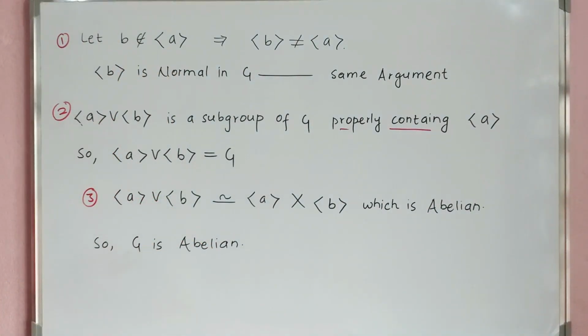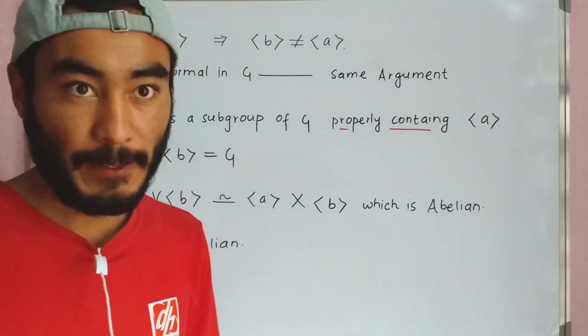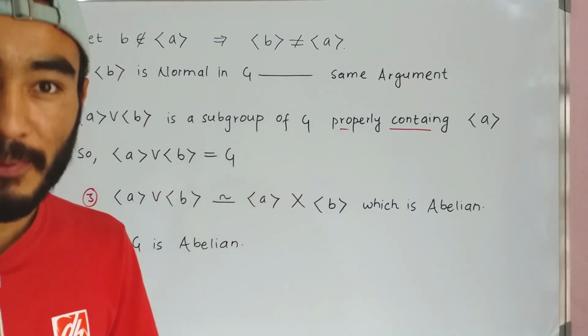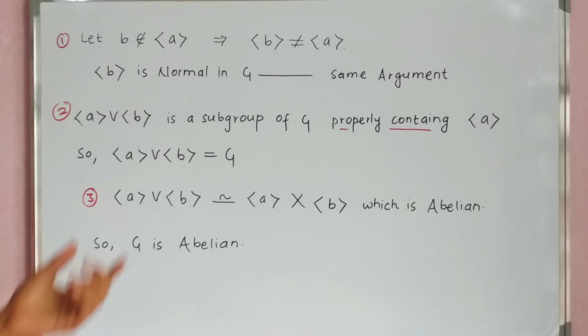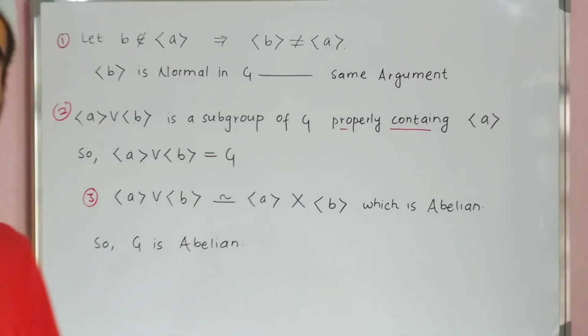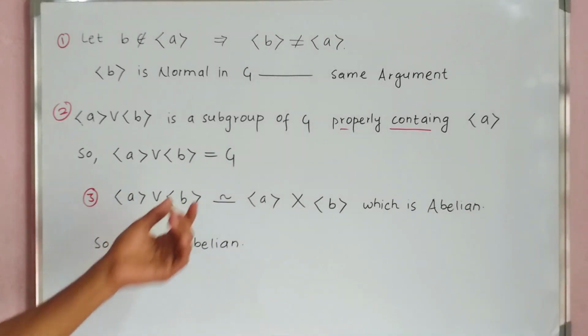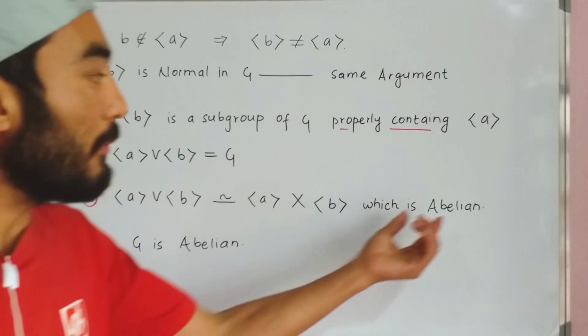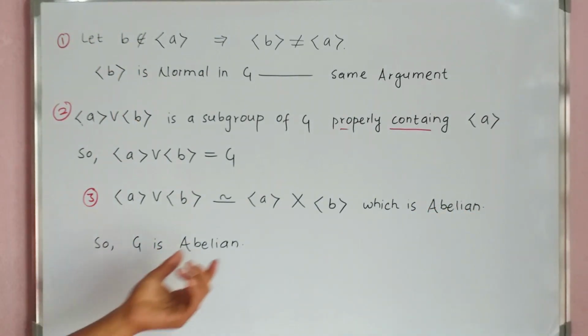This group properly contains the subgroup generated by a. But because p squared is only divisible by p, we must have this entire group equal to the group G itself. But the join of the groups generated by a and b is isomorphic to the group A cross B, which is abelian. Therefore, the group G is abelian.